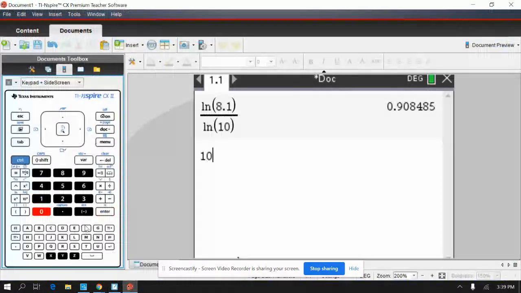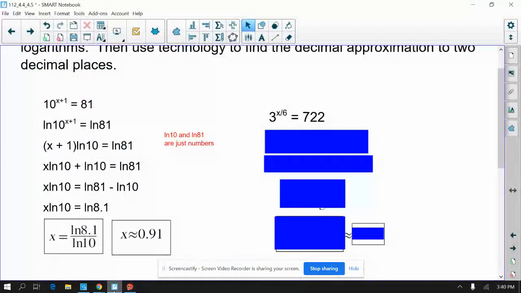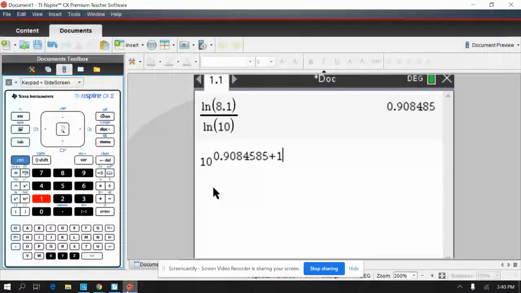10 raised to the x. So my x was 0.90848585 plus 1. So this is 10 to the x plus 1. And remember, it equaled 81. So let's see how close we are. Pretty darn close, 80.995. So that makes me feel good that 0.91 was our correct answer.